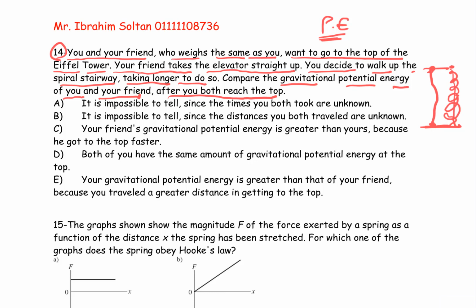So let's see the choices. It is impossible to tell, wrong. Your friend's gravitational potential energy is greater, wrong. Both of you have the same amount of gravitational potential energy at the top. This is right, because same vertical distance.